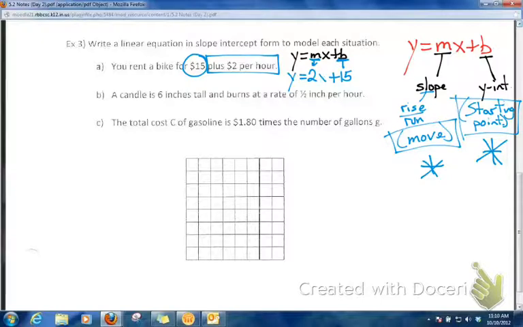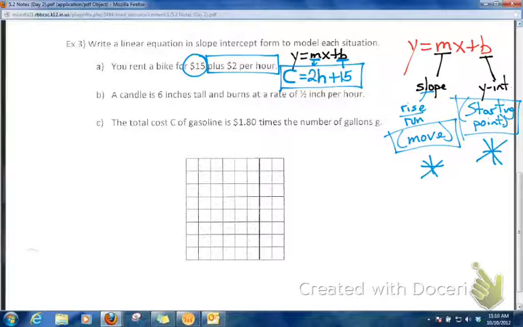I like to use different variables because we're talking about a story problem. So I'm going to say in this story that C, representing cost, is going to equal $2 times H, representing hours, $2 for every hour I rent the bike, plus $15. And this here then is my slope-intercept form equation of that story. Okay? Let's look at B then.